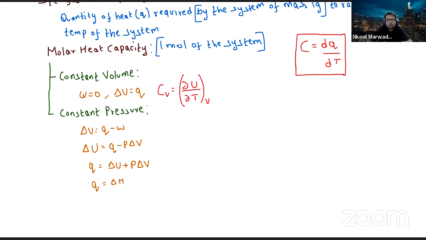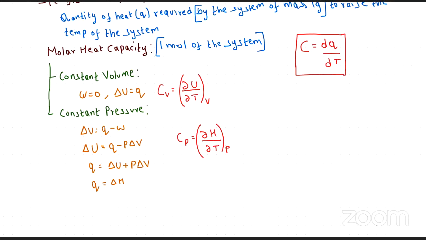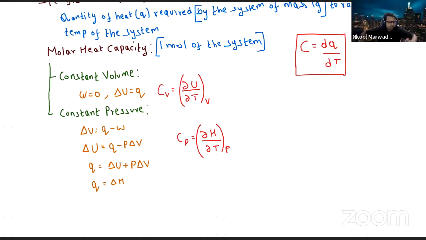So molar heat capacity at constant pressure, we can write it in the form of enthalpy, delta H by delta T. And here the capital T is not the time but the temperature. Because we are so used to differentiating with respect to time, we should be aware that here we have to differentiate the equations with respect to temperature. Now this is clear to us.